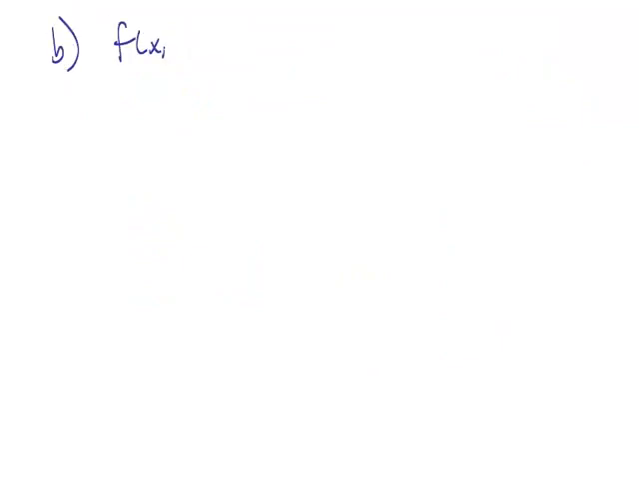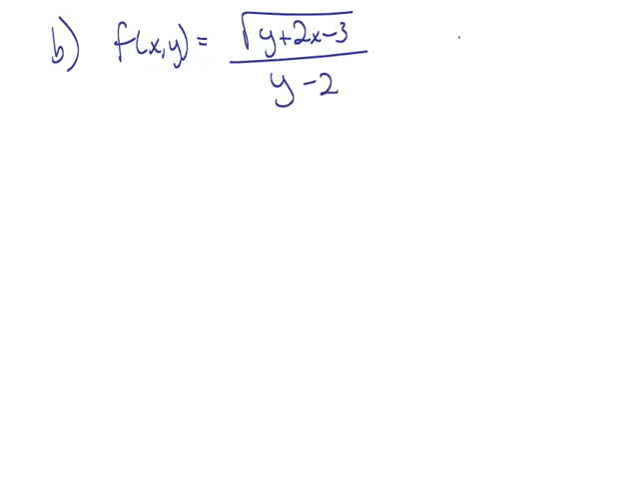Here f of x, y, a two-variable function, is equal to the square root of y plus 2x minus 3, all divided by y minus 2. A couple of domain issues here. As you know, you cannot divide by 0, so we need to make sure that y minus 2, the denominator of our function, is never 0. That means y can't be equal to 2. So for any of our ordered pairs we put in here, we have to make sure that the y coordinate is never 2.